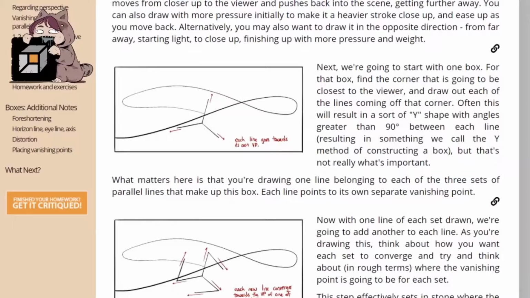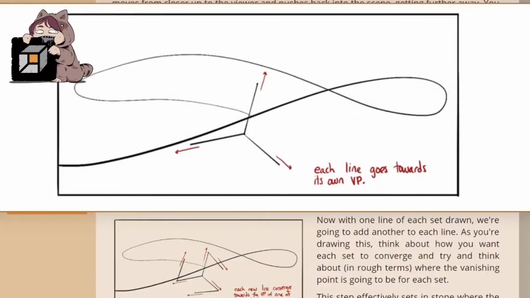For that box, find the corner that is going to be closest to the viewer and draw out each of the lines coming off that corner. Often this will result in a sort of Y shape with angles greater than 90 degrees between each line, resulting in something we call the Y method of constructing a box. But that's not really what's important. What matters here is that you're drawing one line belonging to each of the 3 sets of parallel lines that make up this box. Each line points to its own separate vanishing point.